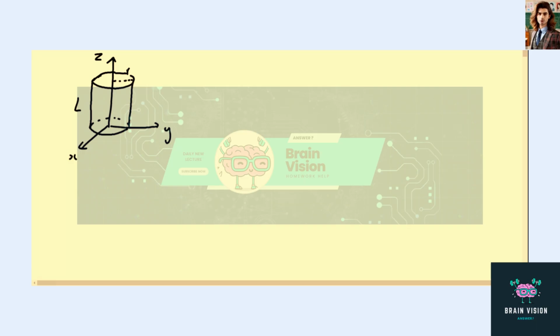So for this problem, given the z component of the magnetic field, we want to determine the radial component of the magnetic field using the Gaussian law for magnetism. The problem already hints that we can draw a Gaussian surface like this, which is a cylinder with length L and radius R. The Gaussian law for magnetism simply states that the magnetic flux through any kind of Gaussian surface is always zero.